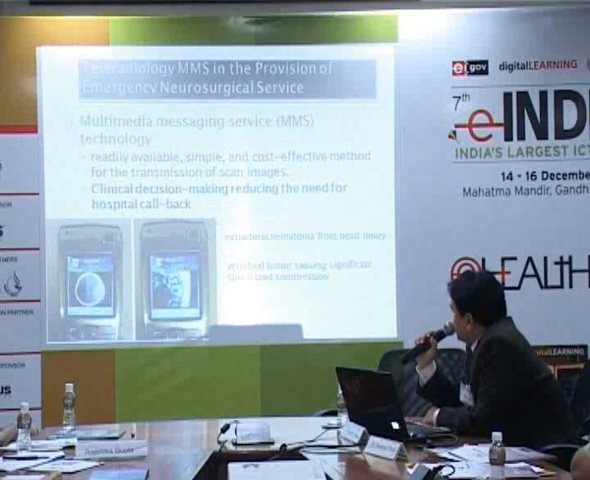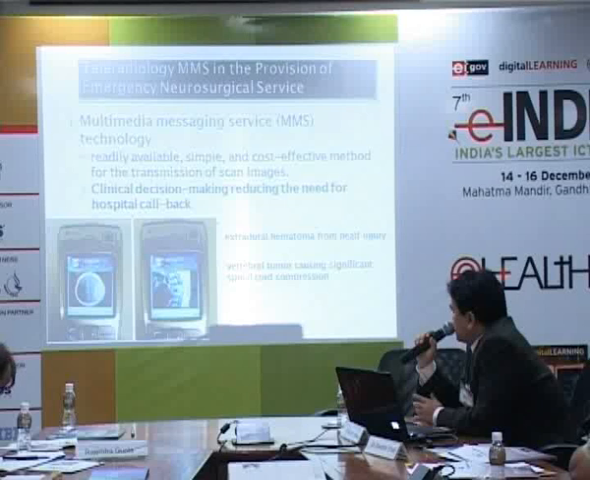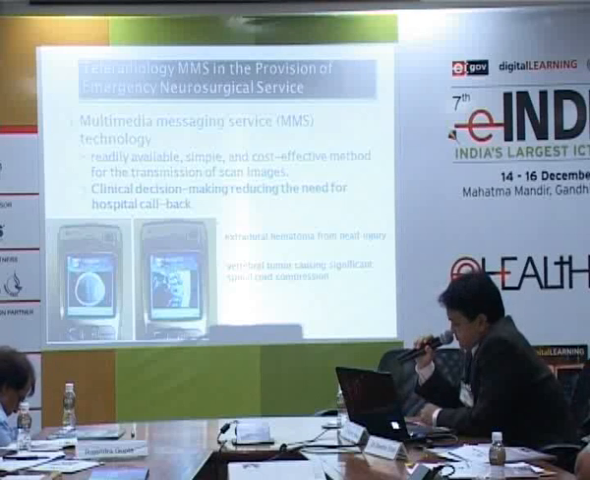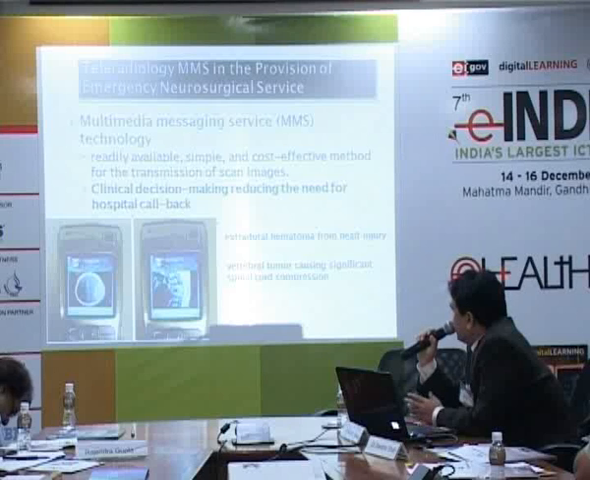The MMS service is very helpful in the neurosurgical department. In an emergency case, the MMS service is very readily available, a simple and cost-effective method for the transmission of scan images. The data can be sent through mobile MMS to the concerned doctor on the mobile phone, and it reduces the need for hospital callback.